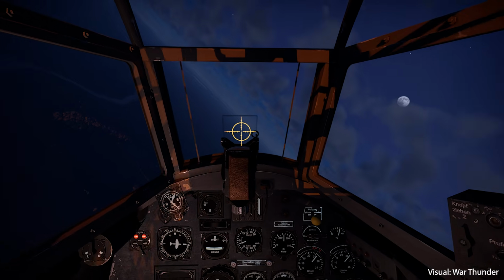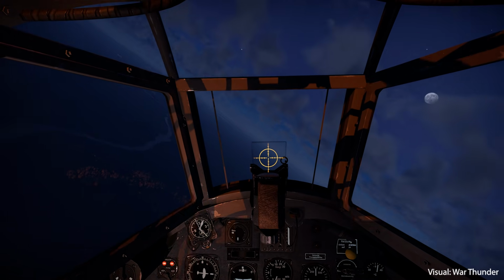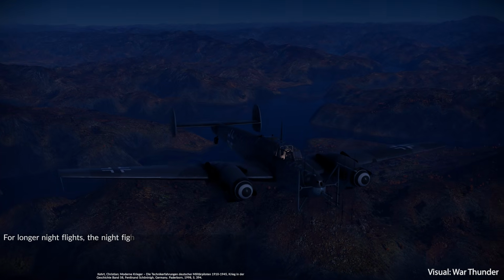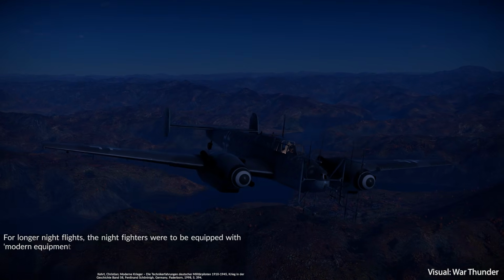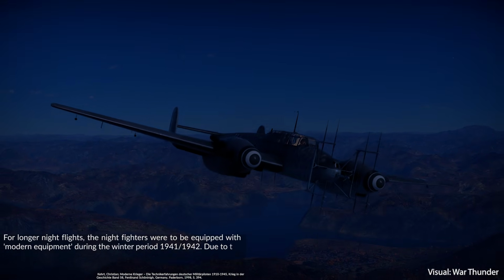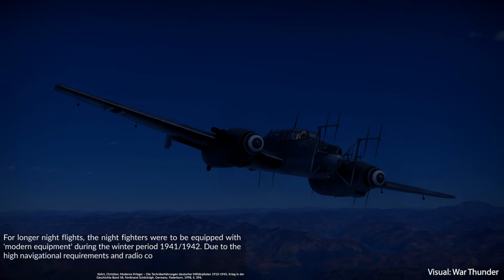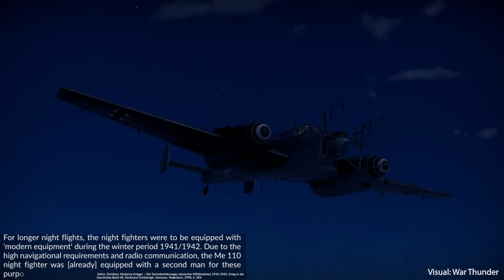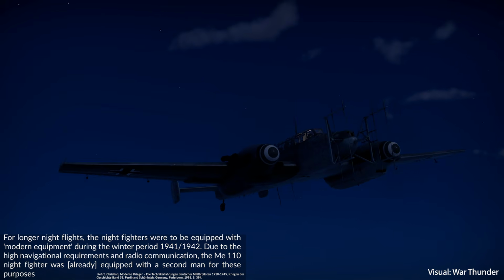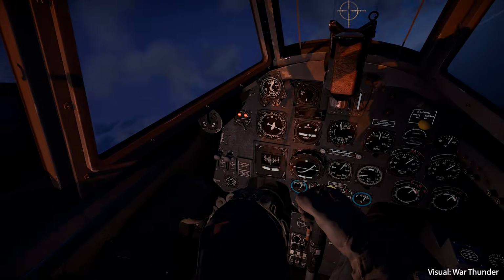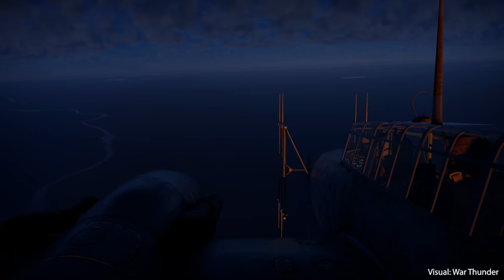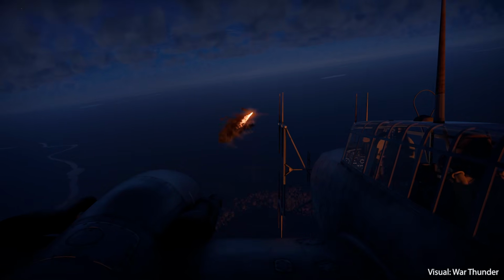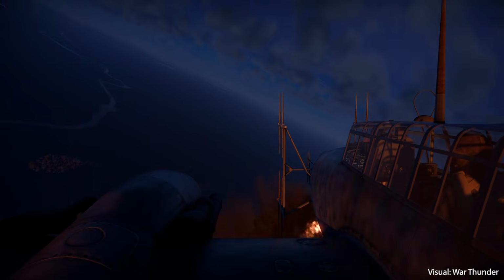As the war progressed, so too did the refits of the 110 to shift this plane into such a role. For longer night flights, the night fighters were to be equipped with modern equipment during the winter period of 1941-1942. Due to the high navigational requirements and radio communication, the Me-110 night fighter was already equipped with a second man for these purposes. The first dedicated night fighter was the F4 model and then the G4 as the final production model of the 110. This aircraft had been changed to account for some of the new requirements.